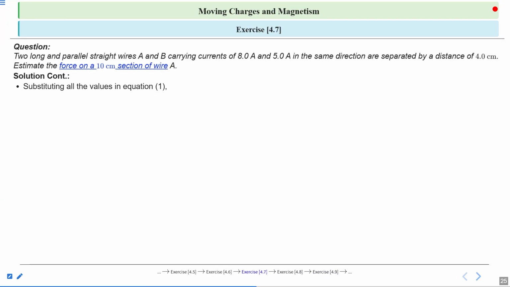So substituting all the values in equation 1, FAB will be equal to 4 pi into 10 to the power minus 7 into IA, which is 8 ampere, into IB, which is 5 ampere, into the length, which is 0.1 meter, upon 2 pi into D. D is 0.04 meter. So FAB will be equal to 2 into 10 to the power minus 7 into 4 upon 0.04.